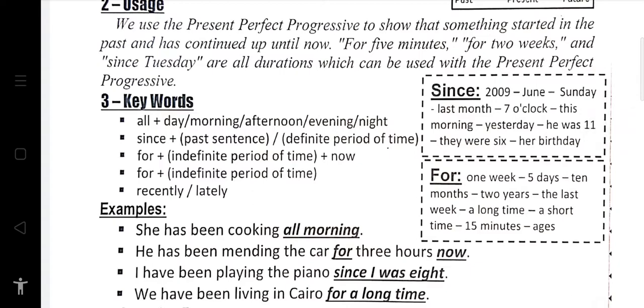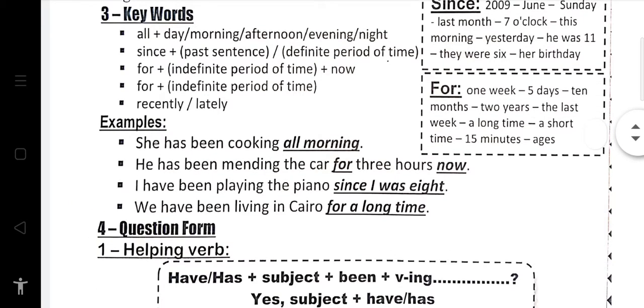We have the first one, which is all plus a period of time: all day or morning, afternoon, evening, or night. Since is followed by the past sentence and a definite period of time. It must be followed by a definite period of time. What about for? For must be followed by an indefinite period of time or the whole period. And we can put the indefinite period of time plus now. These are the key words for the tense.